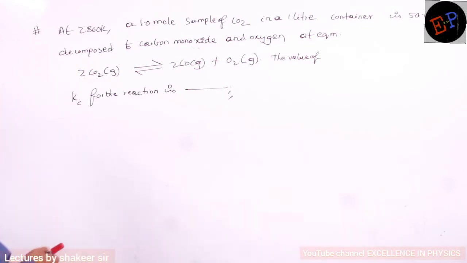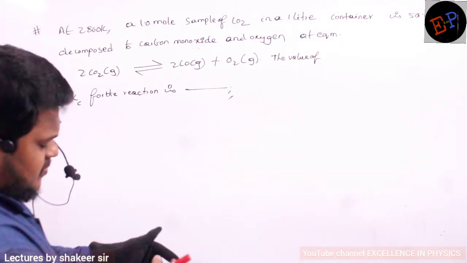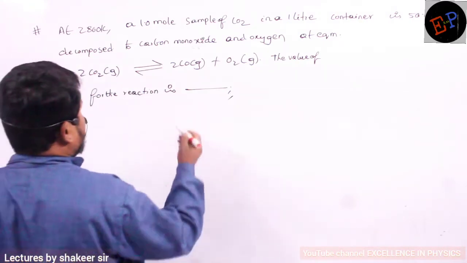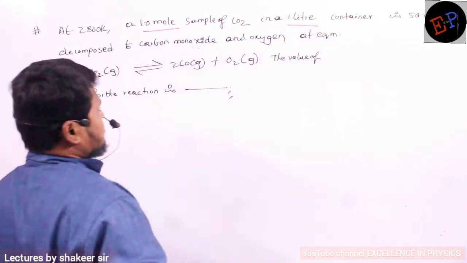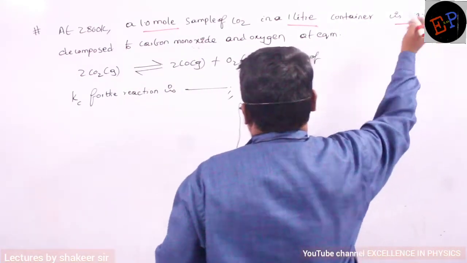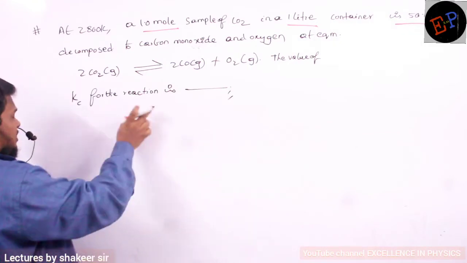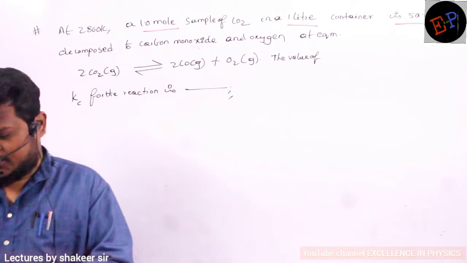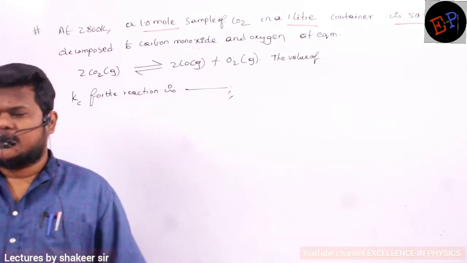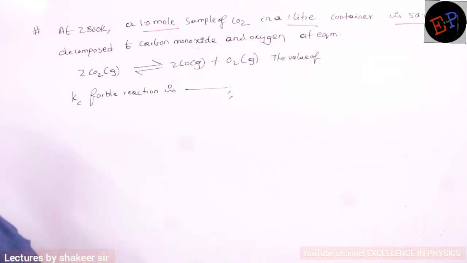At 2800 Kelvin, a 1 mole sample of CO2. How many moles are given? Only 1 mole is given. 1 mole of CO2 in a 1 liter container is 50% dissociated to carbon monoxide and oxygen at equilibrium. This is the chemical reaction given. Then, what is the Kc value for the reaction? Kc means the equilibrium constant in terms of molar concentration. That value we are supposed to calculate. So let us see how I can do this.